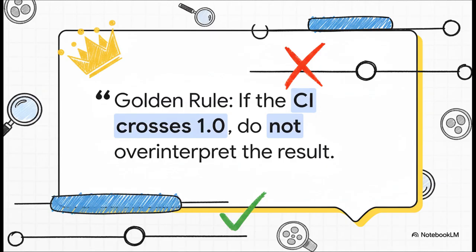If that range of numbers ever crosses 1.0, you have to be super cautious. For example, if the CI was, say, 0.80 to 1.20, that means the true result could be less than 1, but it also could be more than 1. It even includes the possibility that the result is exactly 1.0, meaning no effect at all. So if that CI crosses 1.0, you just can't be sure the effect is real.